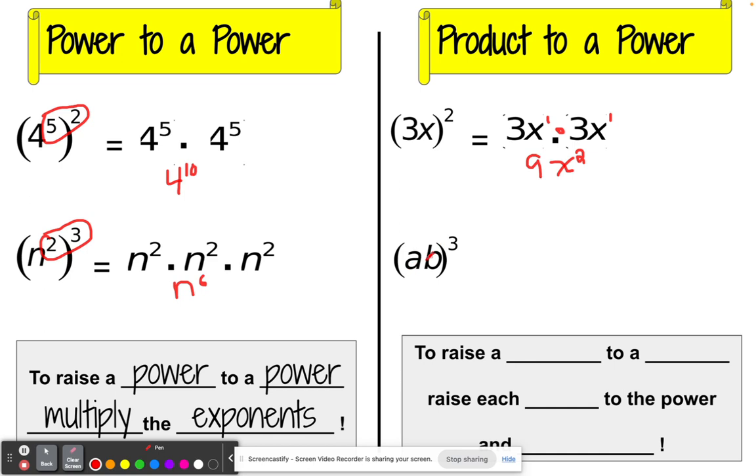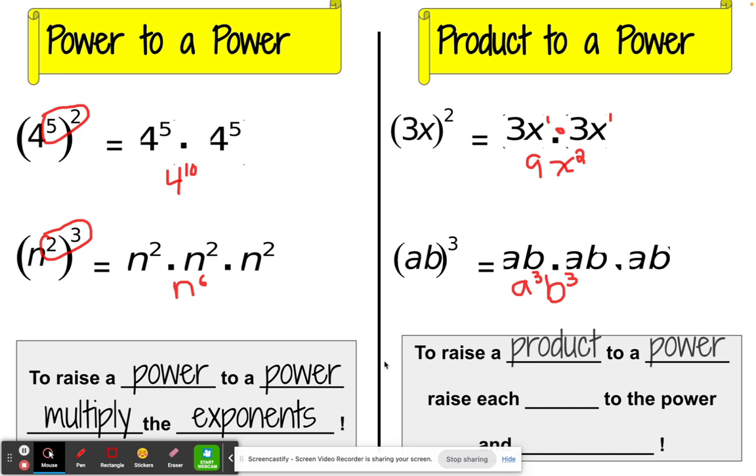a times b to the 3rd power would mean a times b times a times b times a times b, which means I have 1, 2, 3, a to the 3rd power, and 1, 2, 3, b to the 3rd power. Notice 9 is 3 to the 2nd power and x to the 2nd power. And in this case, I have a to the 3rd power times b to the 3rd power. Hopefully you can see that rule now too.